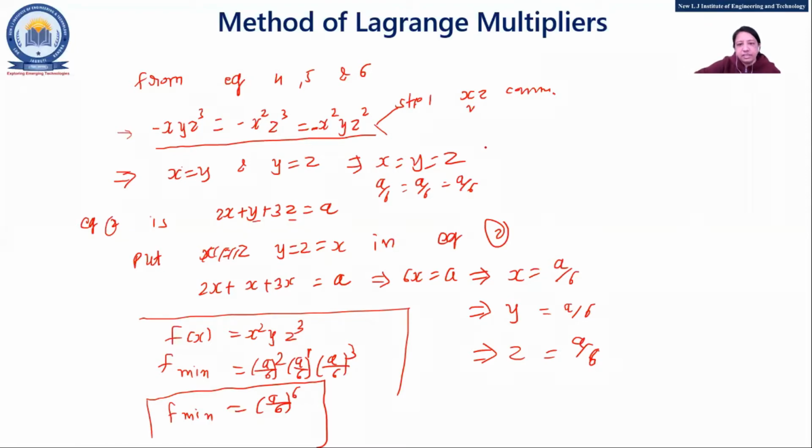yz equal to xz equal to xy. Now take any two equations. From that, z will be common, so you will get x equal to y, simple. If you take the other two equations, I'll write it that way. From that you can see that x is common, so y equal to z, right? Okay, fine.